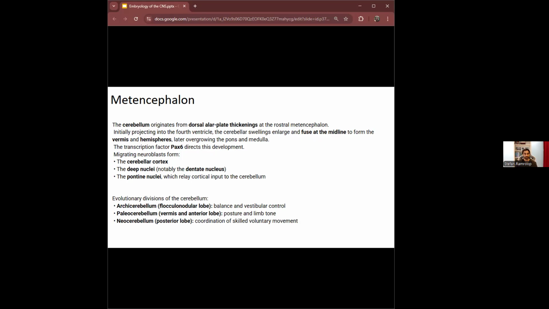From an evolutionary and functional perspective, the cerebellum can be divided into three main regions: your archicerebellum, or your flocculonodular lobe, which mediates balance and vestibular control; your paleocerebellum, including your vermis and anterior lobe, which regulates posture and muscle tone; and your neocerebellum, or your posterior lobe, which coordinates skilled voluntary movements.